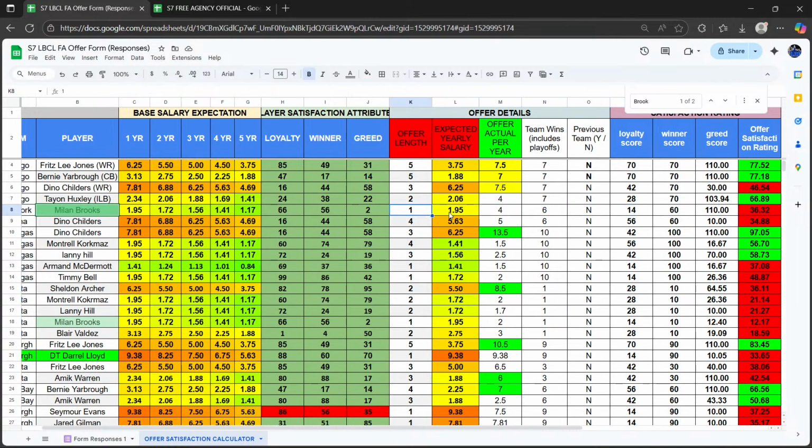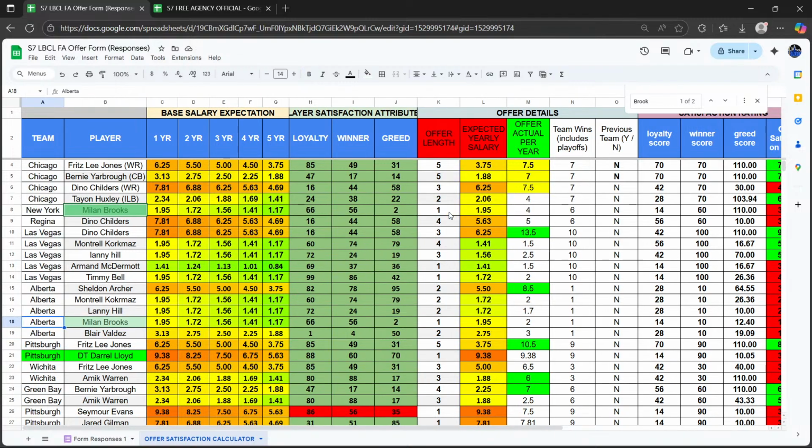In fact, if you have a 5 year contract instead of a 1 year contract, look at what happens with Brooks's offer satisfaction, because loyalty is the driving force of his decision making. So, hot tip: pay attention to soft traits when you're offering. Same thing down here. That's the same problem with this offer.